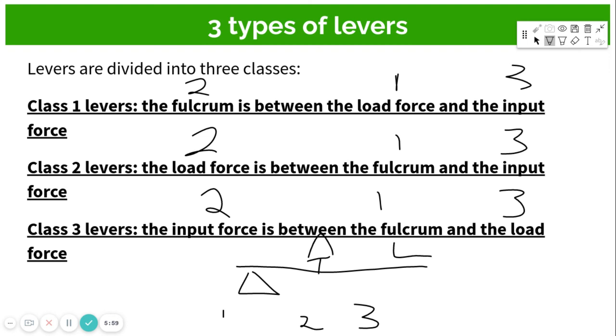All right. So don't worry, we'll go into each one of these and the benefits of them. But those are the 3 classes. You can write that down in your notes where they go. And that's it for this video.